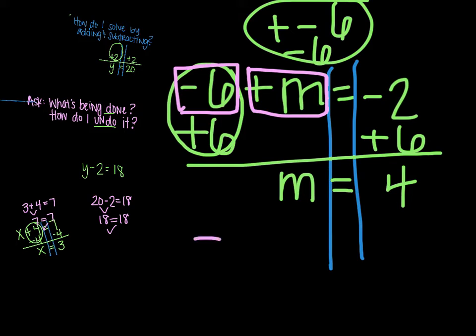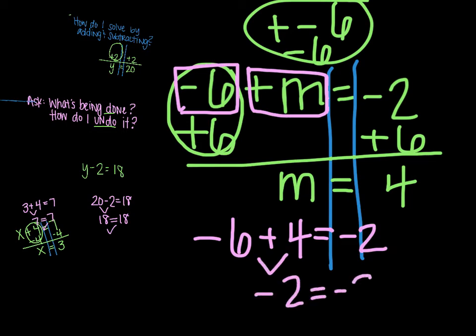So I have negative 6 plus m, and m is 4. And then that equals negative 2. Negative 6 plus 4 is negative 2. Negative 2 equals negative 2. That's balanced, so my solution is correct. It is important that you are solving and checking your solutions. That'll be something that you're required to do, so make sure you're also putting the checking of solutions on your video notes.